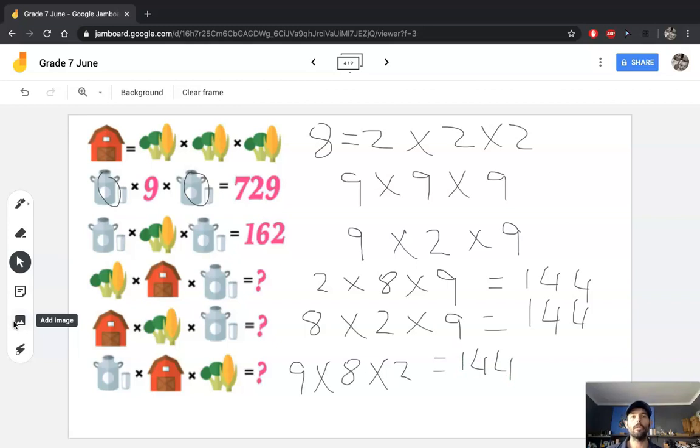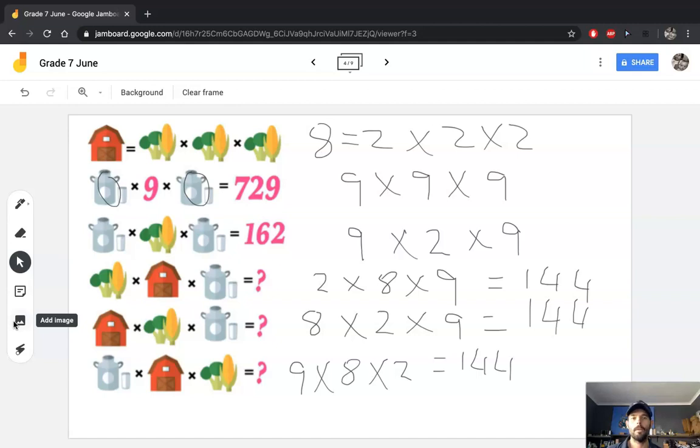I hope you managed to work that out. We've been speaking about order of operations for a while now, and I know only multiplication is involved, but it's really important that you understand the concept of multiplying the numbers in any order to get the same answer. So you can make the calculations a lot easier for yourself.